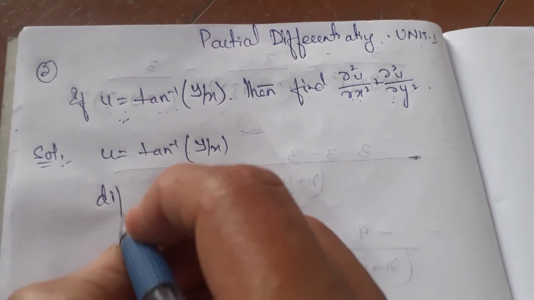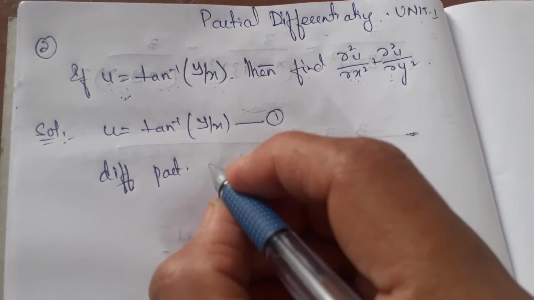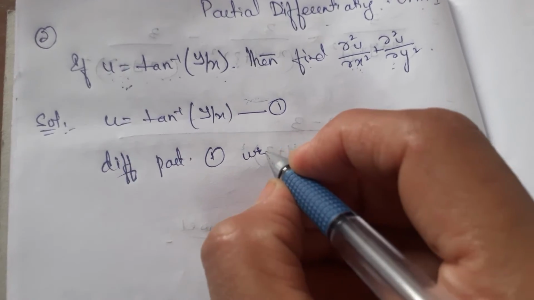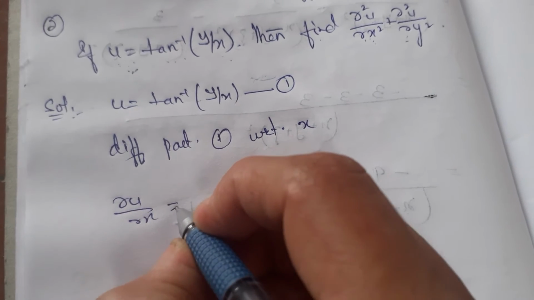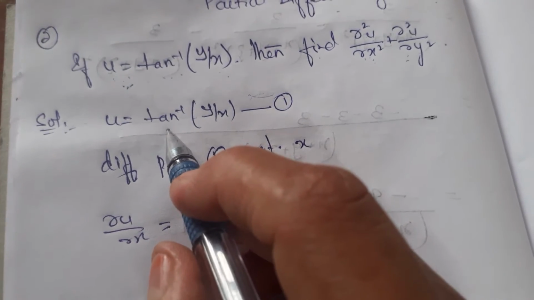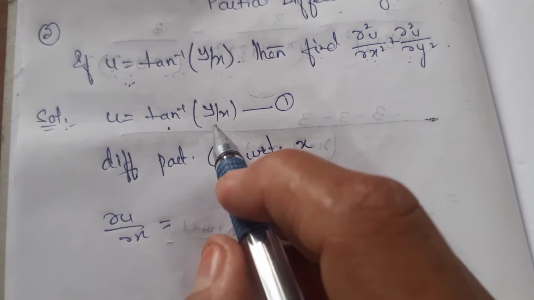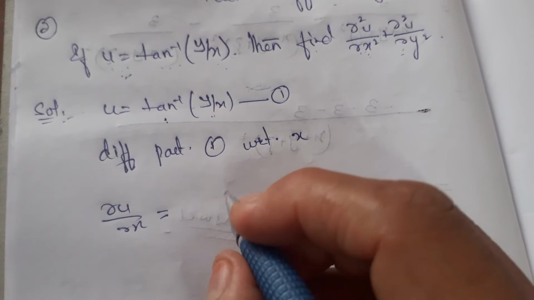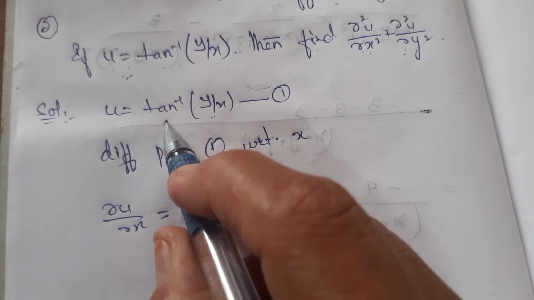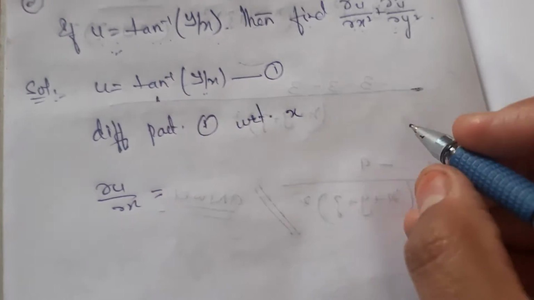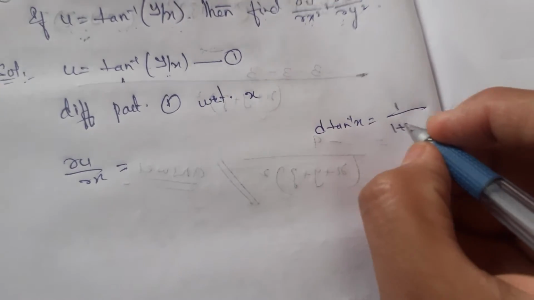We will name it as 1. Differentiating equation 1 partially with respect to x, what we will get is ∂u/∂x is equal to tan inverse. Now children, you have to remember that this is a function inside a function, a type of mother-child function. First we have to differentiate our first function, that is the mother function, the differentiation of tan inverse x. What is the differentiation of tan inverse x? 1 by 1 plus x square.